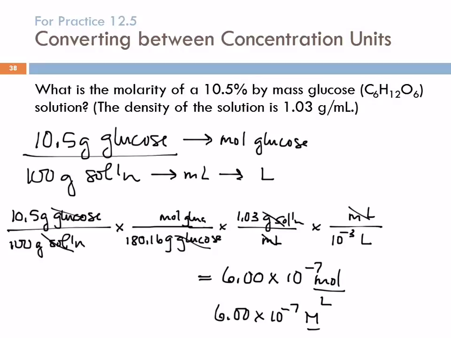I did something wrong. It's not -7. It's -1. Or 0.600. Any questions?